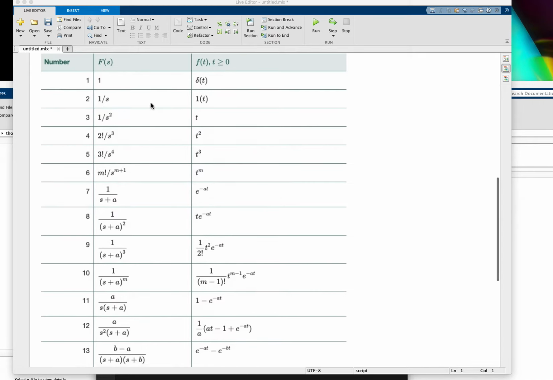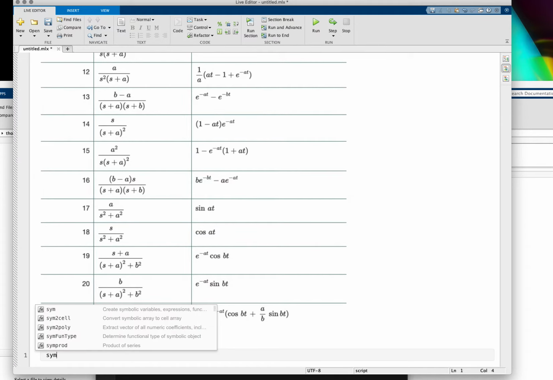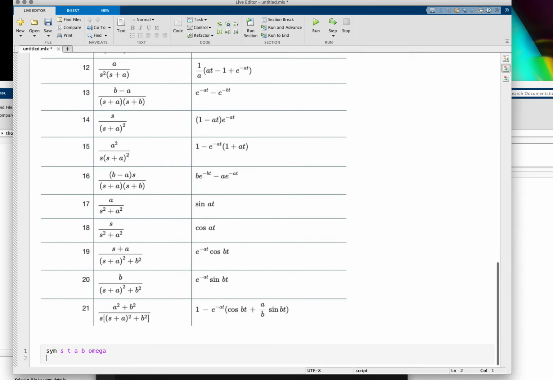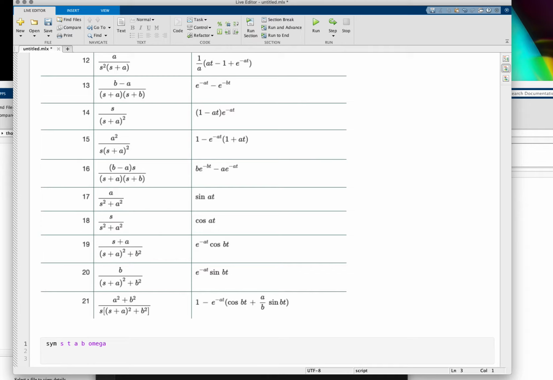I hope you open up Matlab and follow along and do these commands. I'm going to open up Matlab and define some symbolic variables. I know I'm going to use the Laplace variable s, the time variable t, and I might use a, b. I wanted to show you that you can use Greek letters as well. So, defining some variables.